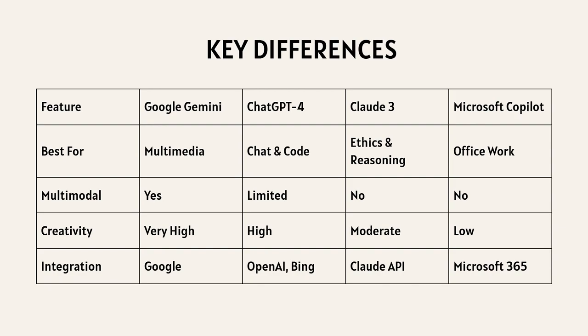And finally, context and creativity. Gemini and ChatGPT handle complex reasoning well, making them useful for problem solving, while Claude is excellent in ethical decision making but not as creative as the others. Next, Copilot is focused on task automation, meaning it is not designed for highly creative work. So these are some points about key differences.